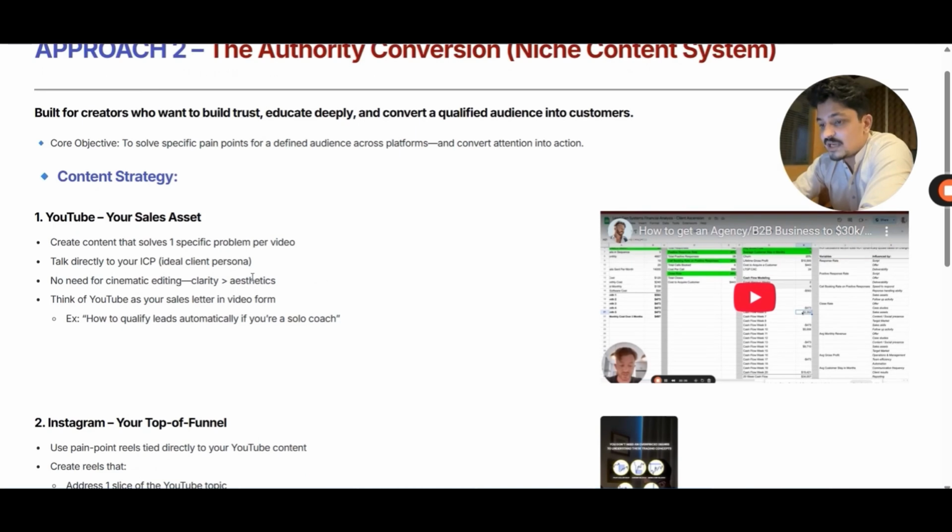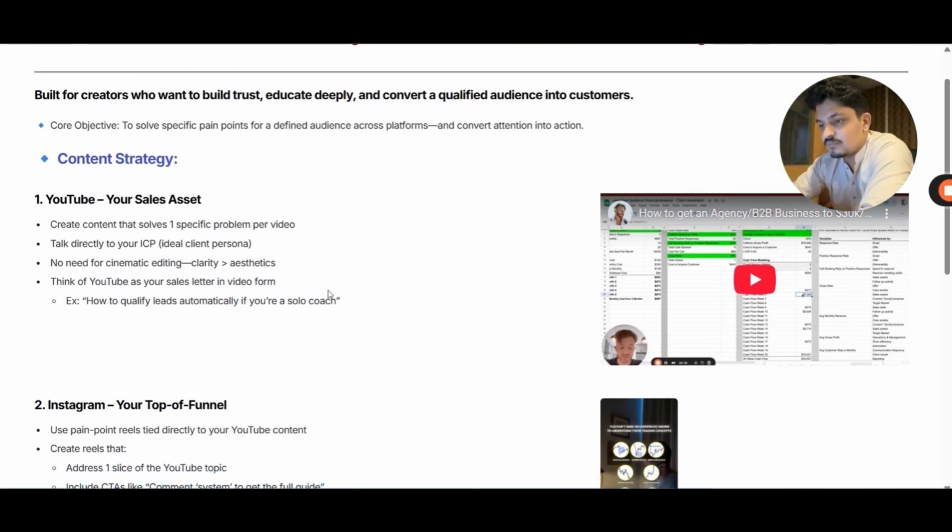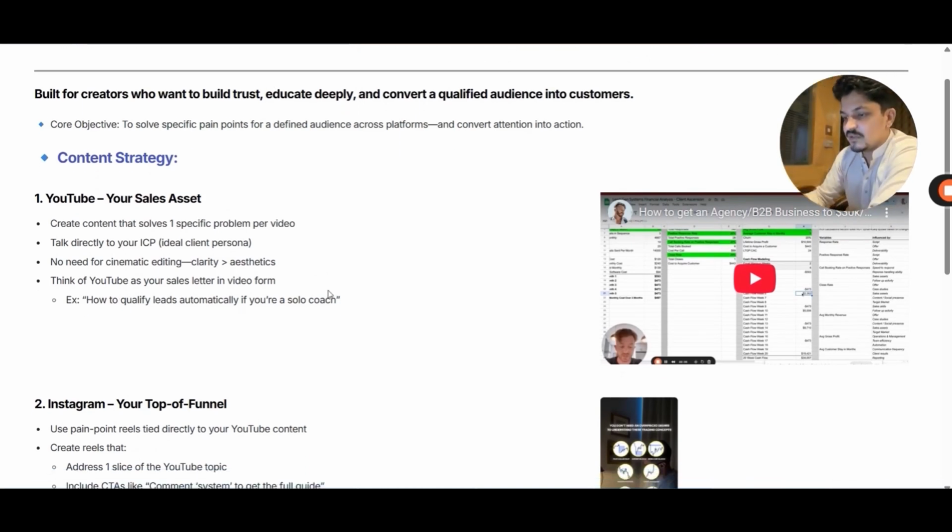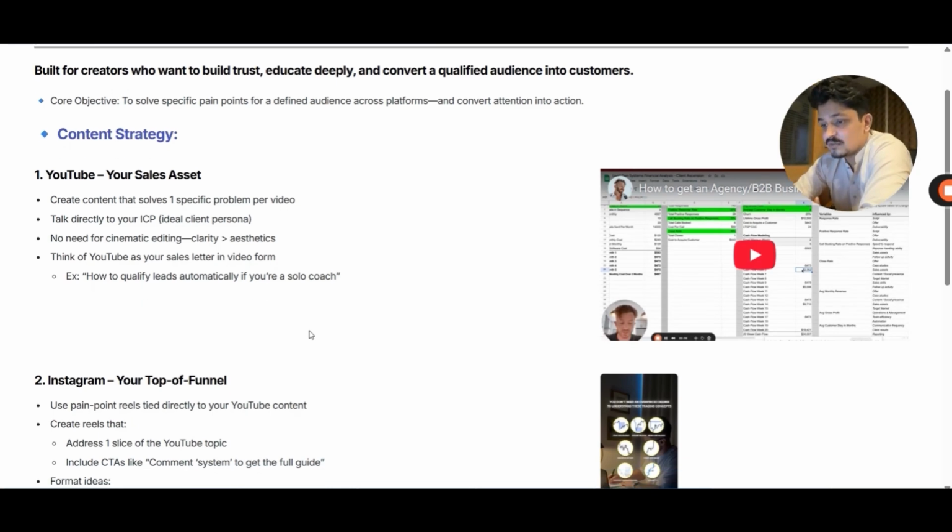No need for cinematic editing. Clarity over aesthetics, right? Make sure that clarity is there rather than the aesthetics. You have to keep this in mind. You're not creating some kind of a short film, and your goal is not to get all the eyeballs out there. Your goal is to solve the specific problem and get the audience who is interested in the service or offer that you have. So yeah, think of YouTube as your sales letter in video form. Just keep this in mind.